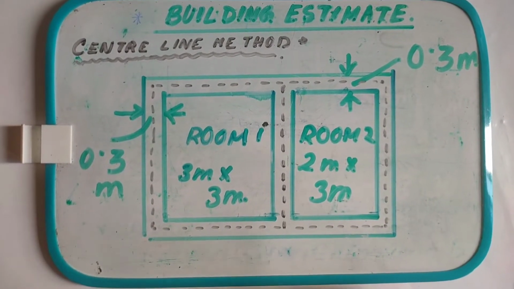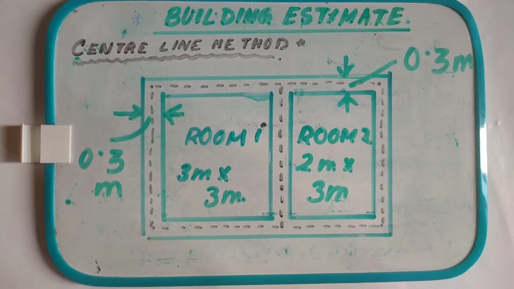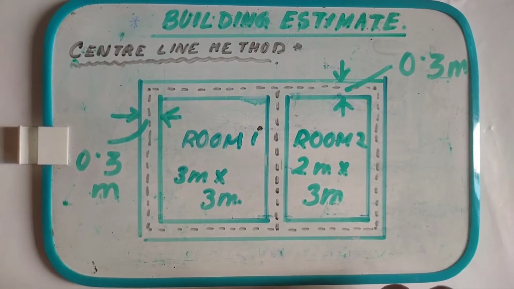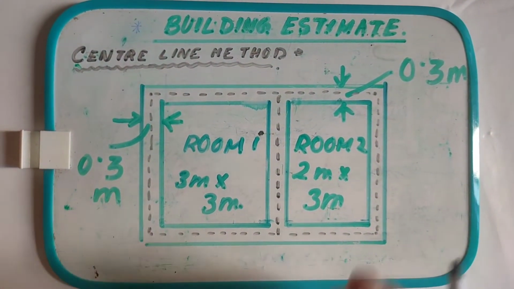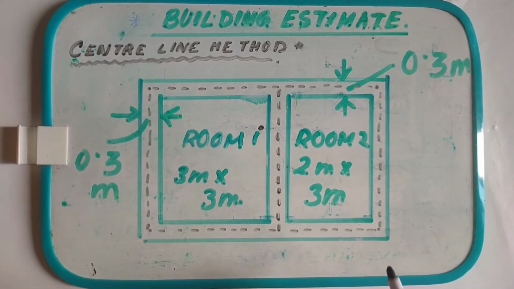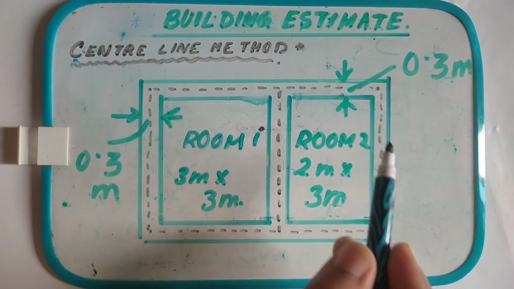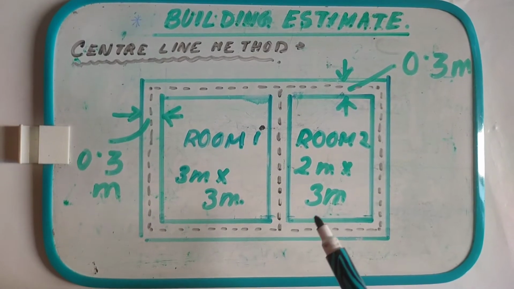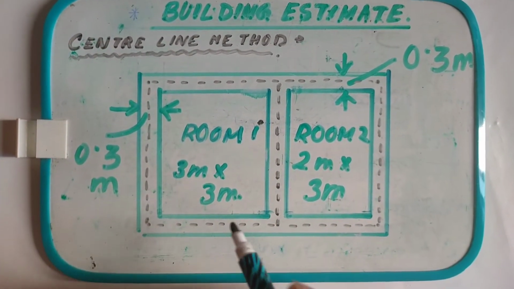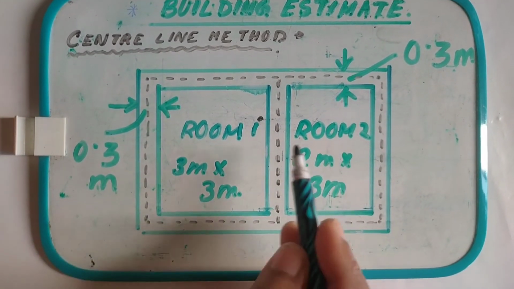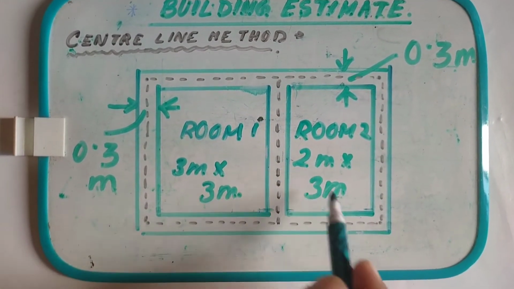So today in this video we'll be discussing the second method of building estimate, that is the center line method. The first method was the long wall and short wall method. This is a 2-room plan or a double room plan. Room number 1 has dimensions of 3 meter into 3 meter and room number 2 has dimensions of 2 meter into 3 meter.